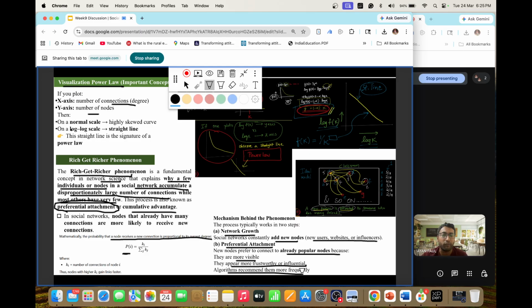So two mechanisms. First is network growth: a social network will constantly add new nodes. Second is that they will always try for preferential attachment, preferring the already popular nodes. Why? Because they are more visible, they appear more trustworthy or influential, or the algorithm will always recommend them more frequently. This phenomenon is collectively known as the rich get richer phenomenon, and this is one of the most important outcomes of the power law. So this is the thing about the rich get richer phenomenon.